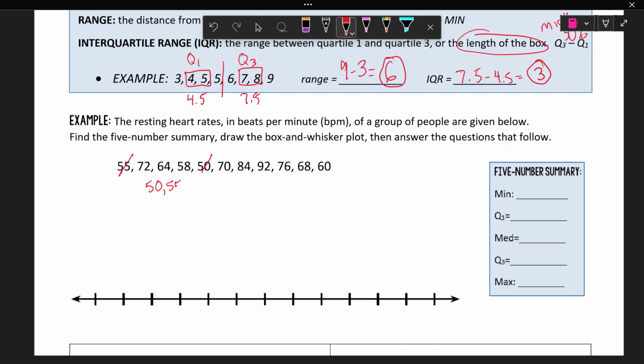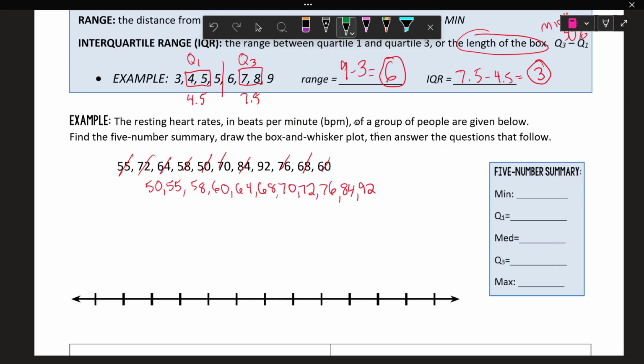Then we got 55, 58. I think that's the end of our 50s. So we got 60. We got 64, 68. And I think that's the end of our 60s. We go to 70, 72, 76. It's the end of our 70s. And then 84. Just have one of those and then a 92. So there's our set.